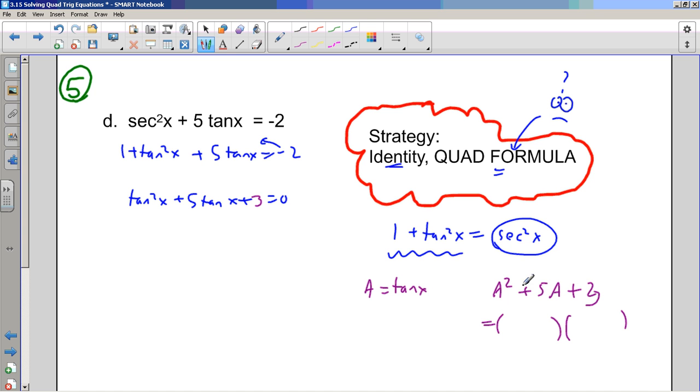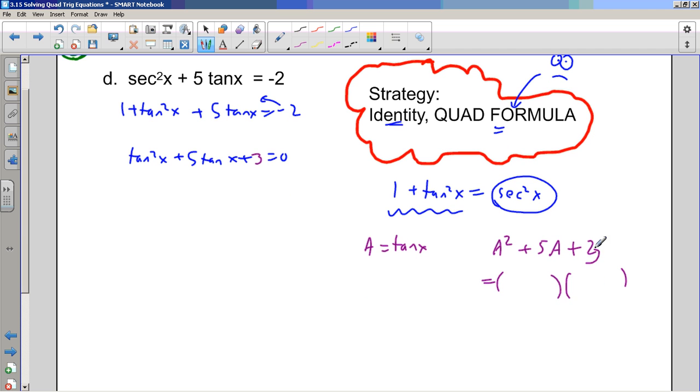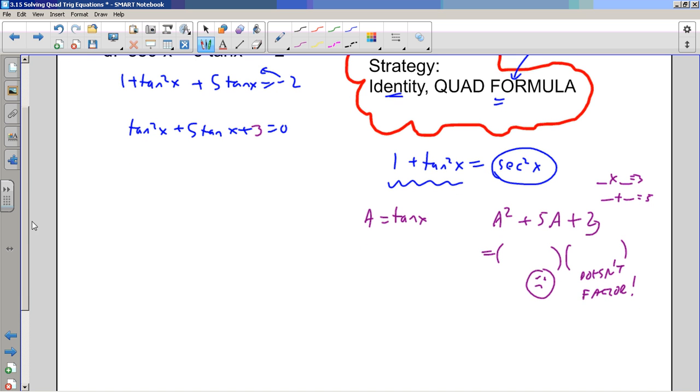And then we factor this. The simple trinomial this time, right? Don't need any box method or trial. This is just numbers that multiply to get 3 and add to get 5, and this doesn't work. Oh no, doesn't factor. So does that mean I get to quit? No, it means that I can use the quadratic formula. That's what that's all about.